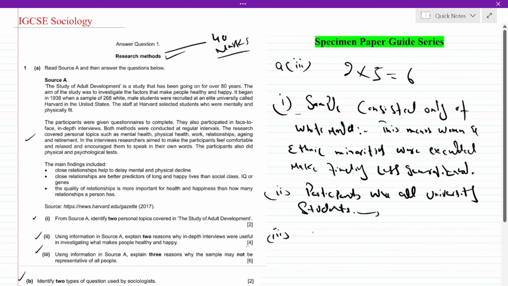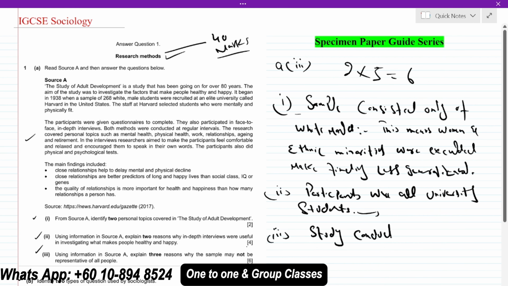So study conducted in US. So the culture and social dynamics of the US may not be applicable to other countries, limiting the global generalizability. Now, what we did, you have to explain this one, right?